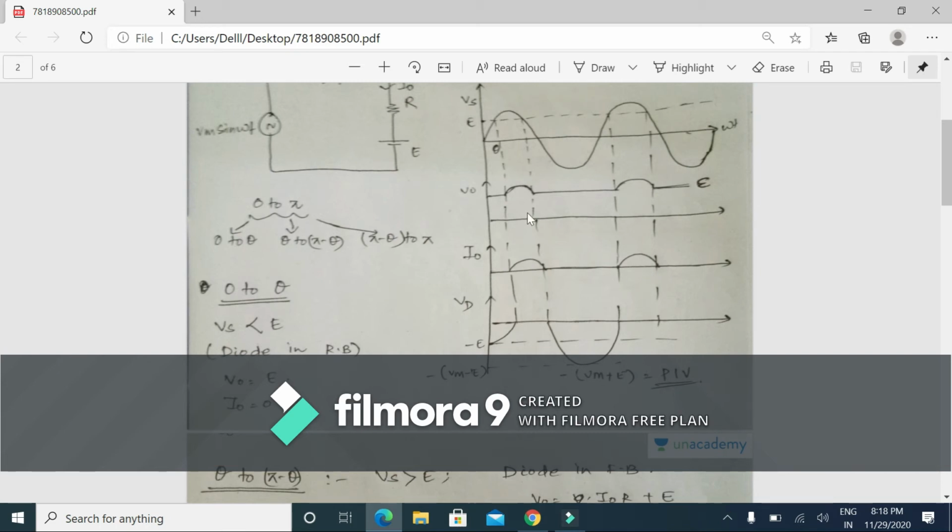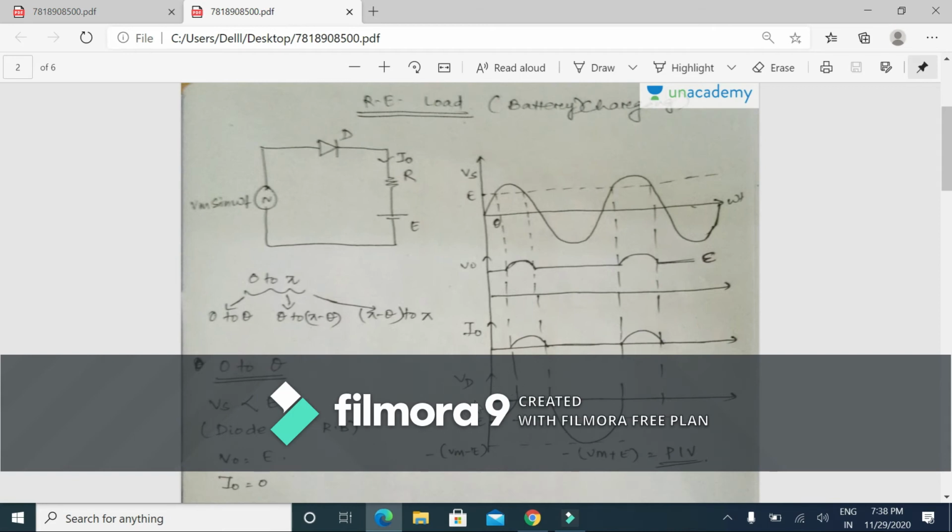and here as well as in the next cycle. Now, what will be the voltage across the diode? Diode conducts only from this interval to this interval, and from this interval to this interval. That means the voltage across diode during this interval will be 0.